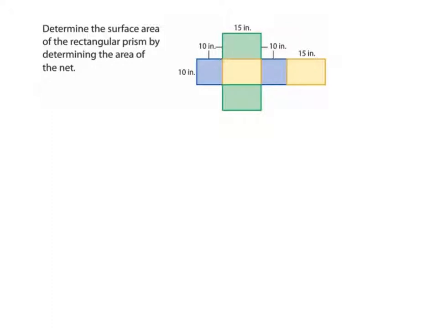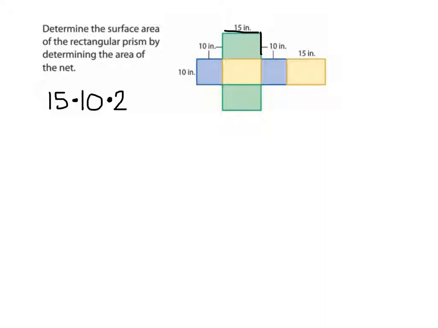Determine the surface area of the rectangular prism by determining the area of the net. Let's start off with our green colored shape. We have 2 greens which are rectangles. Our length is 15, and then our height is 10. But remember, we have 2 of those. We need to multiply it by 2.